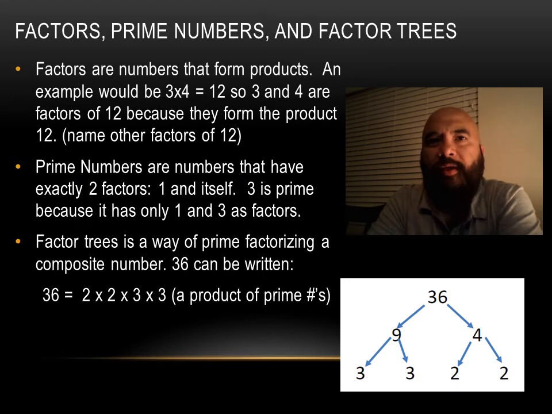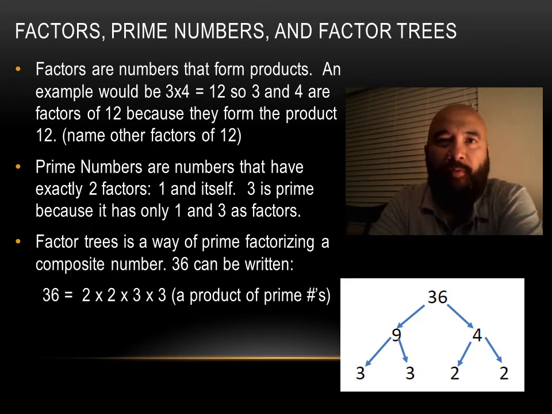Factors, prime numbers, and factor trees. Factors are numbers that form products. An example of factors would be 3 times 4 equals 12. 3 and 4 are factors of 12 because they form the product 12. Name other factors of 12, like 1 and 12. 1 times 12 equals 12. I challenge you to name another pair of factors of 12.